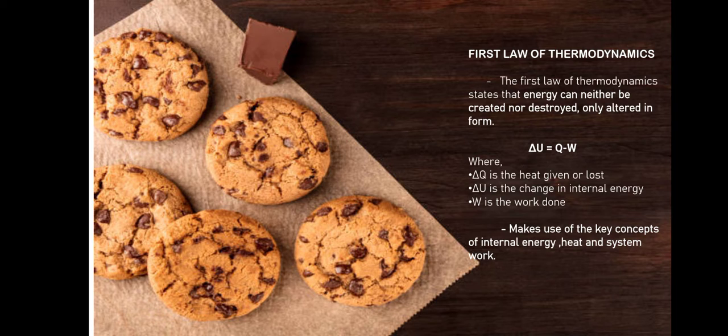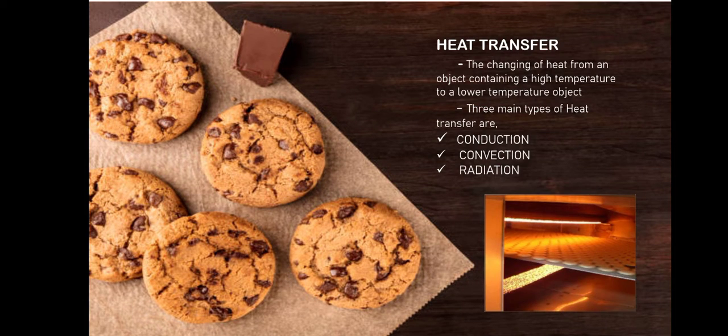ΔU is equal to Q minus W, where Q is the heat given or lost, ΔU is the change in internal energy, and W is the work done. It makes use of the key concepts of internal energy, heat, and system work. Heat transfer: the change of heat from an object at a high temperature to an object at a lower temperature.